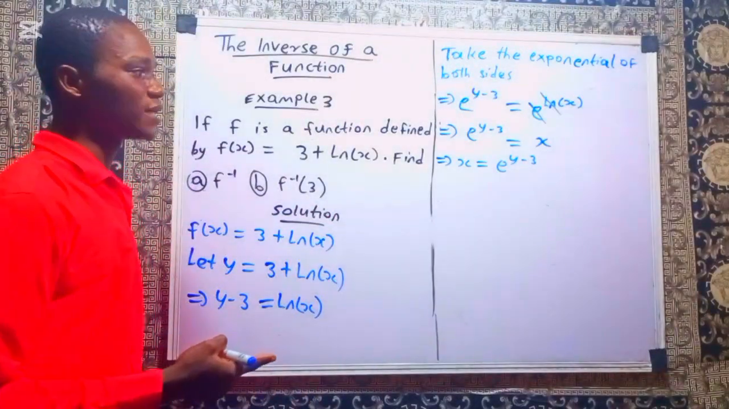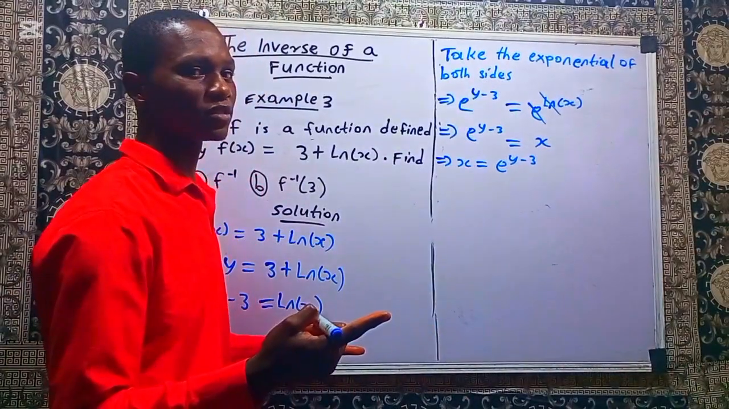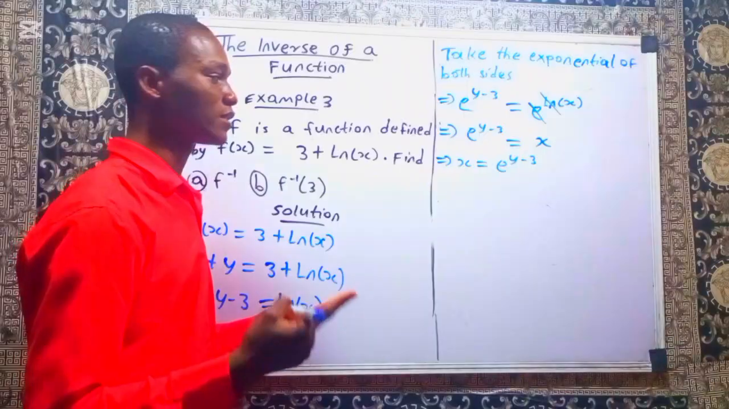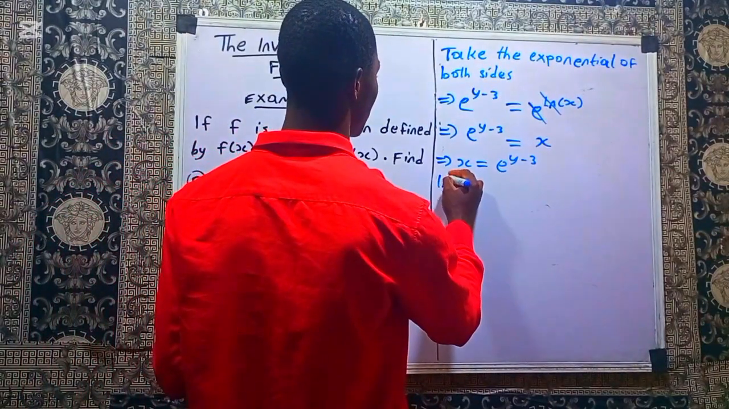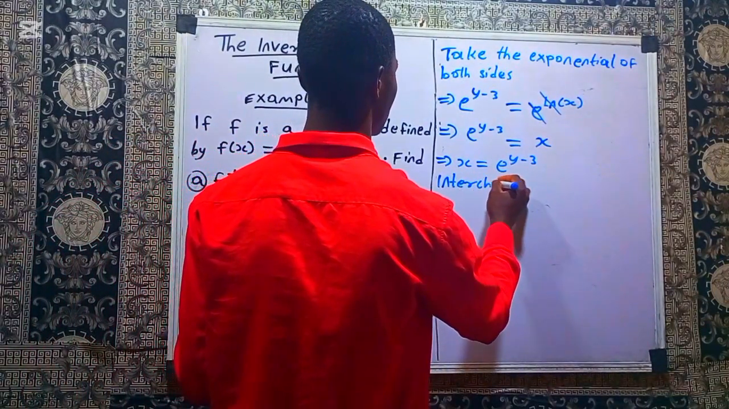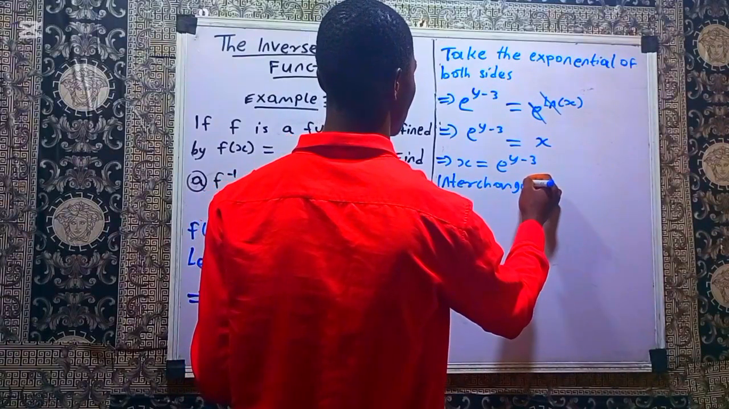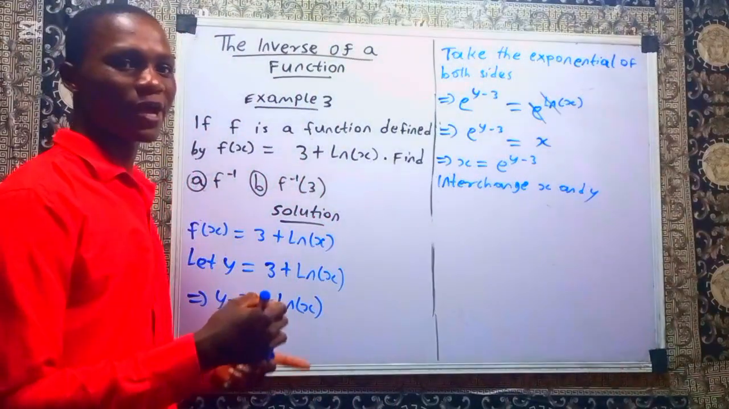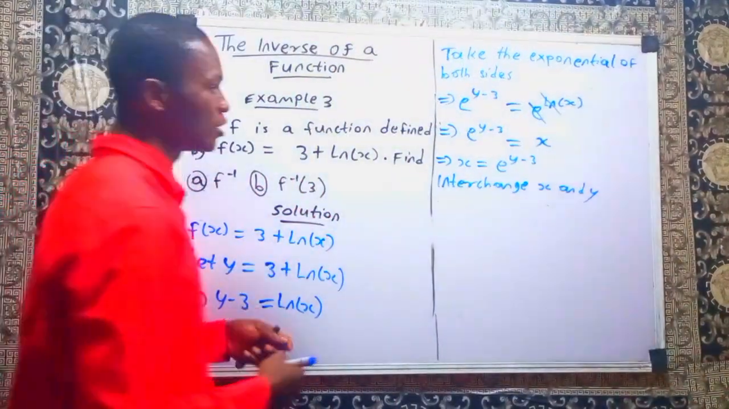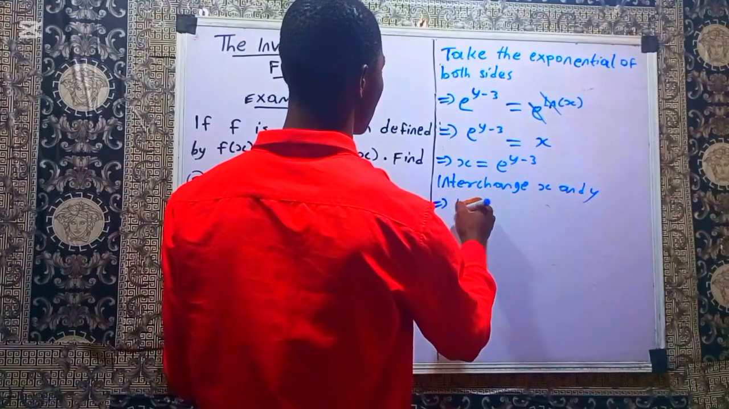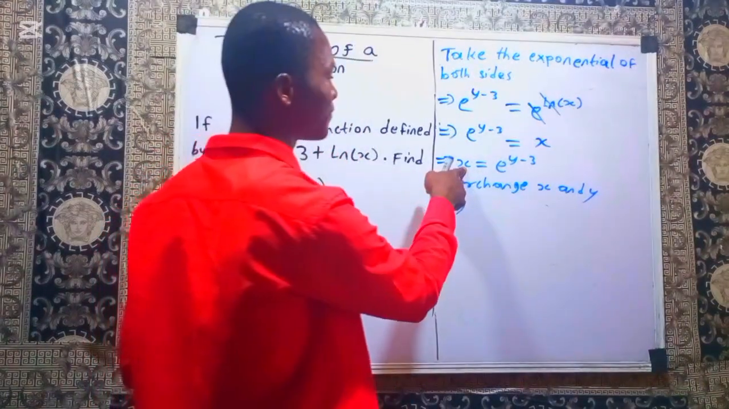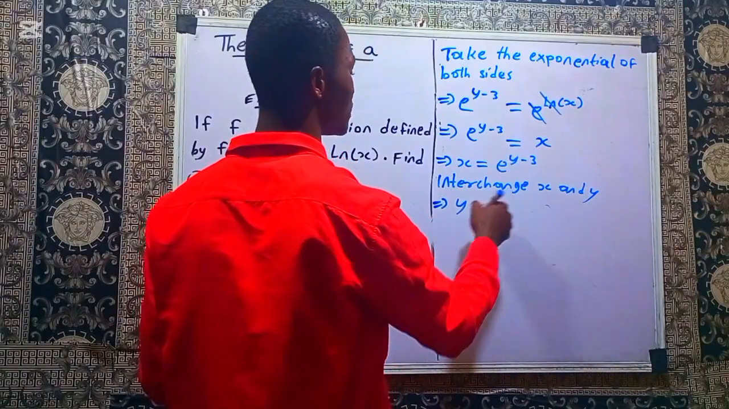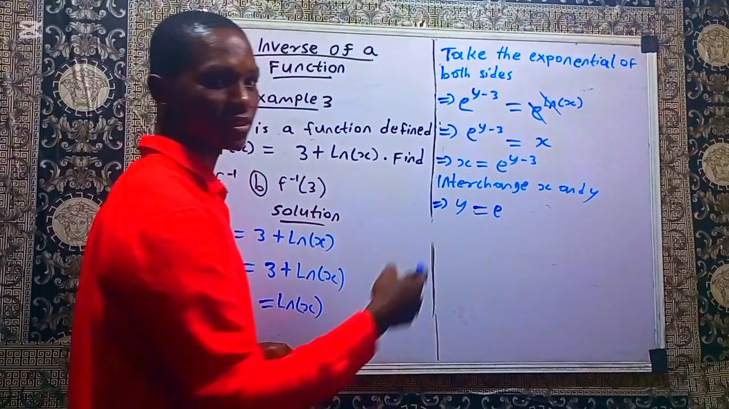So what you do next is to interchange. When you have done this, you interchange the roles of x and y. Interchange x and y. You only interchange x and y when you have made x the subject. So instead of this x, I'll have y, and instead of y, I'll have x in place of y. That's what we mean by interchanging x and y.